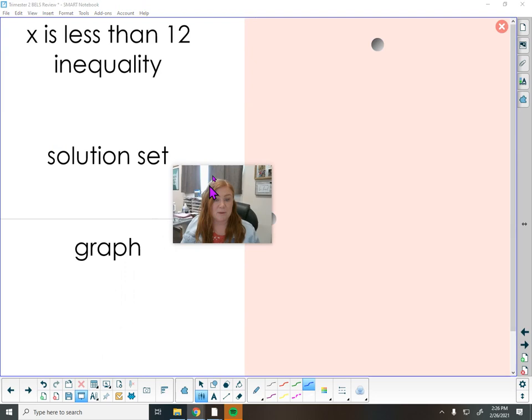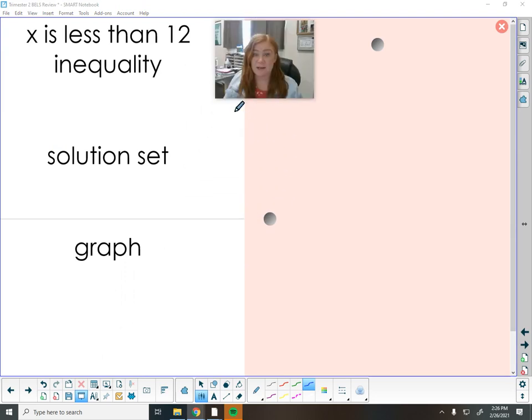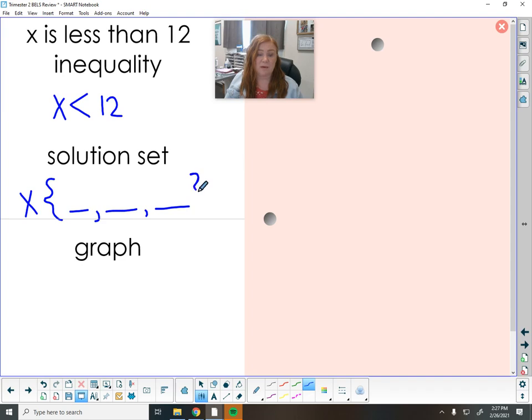Okay, last, we are going to practice our inequalities. So x is less than 12. We're going to write it as an inequality, a solution set, and we're going to graph that. X is less than 12. So I need to come up with 3 things that x could equal here.